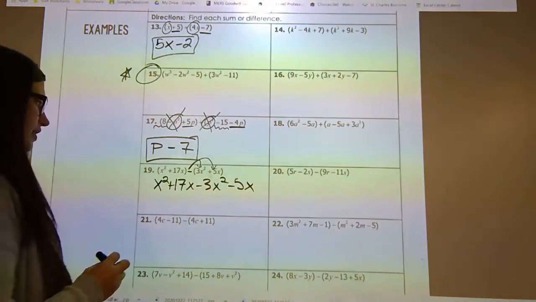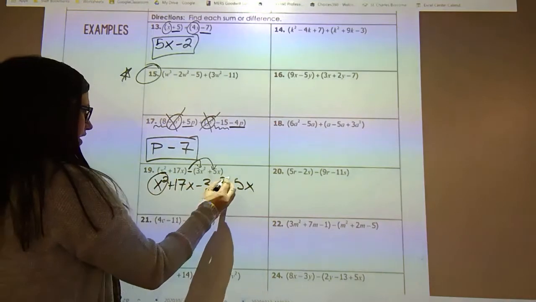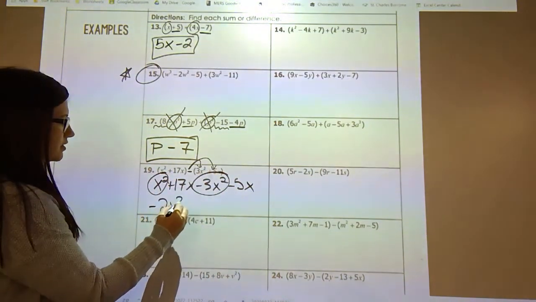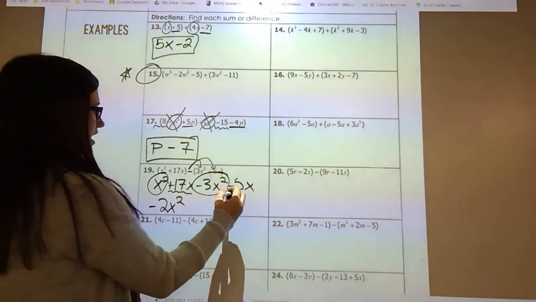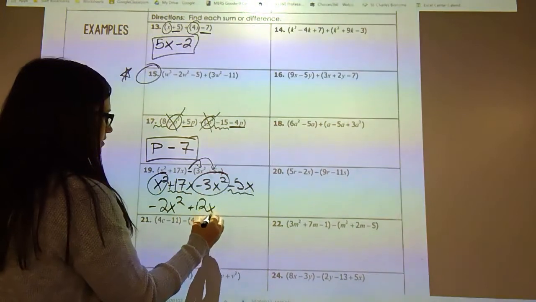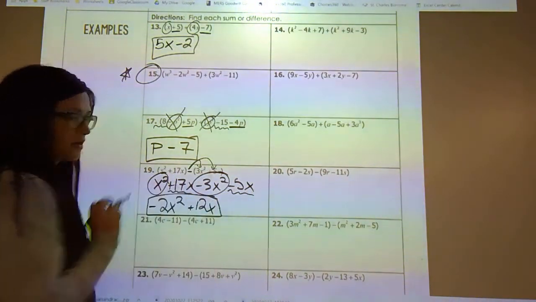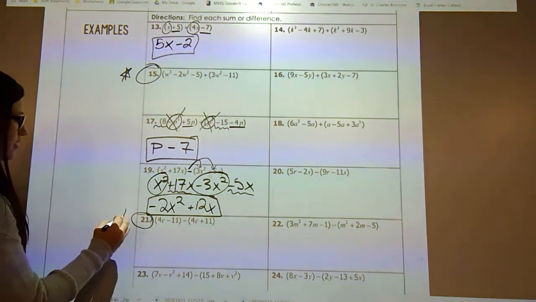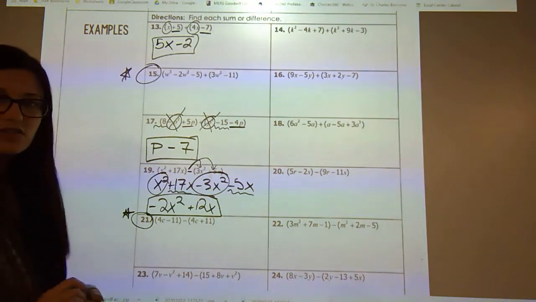Okay, just rewrite it. So I've got a positive x squared and a negative 3x squared, leaves me with negative 2x squareds. And then I have a positive 17x and a negative 5x, leaves me a positive 12x. Okay, and I'm done. So I am going to leave number 21 for you guys to do.